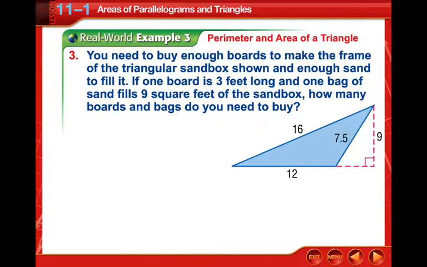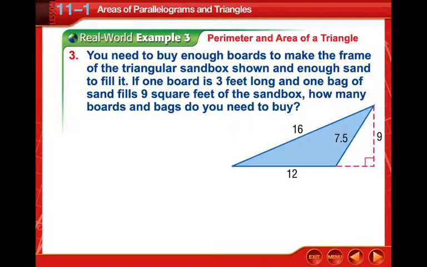So this one here, we have our height, we have our base, so we're good there. We have all the sides, so we can find our perimeter. So we're really set, but we are asked to do more than that. So you need to buy enough boards to make the frame for the triangular sandbox shown, and enough sand to fill it. If one board is 3 feet long and one bag of sand fills 9 square feet of the box, how many boards and bags do you need to buy?